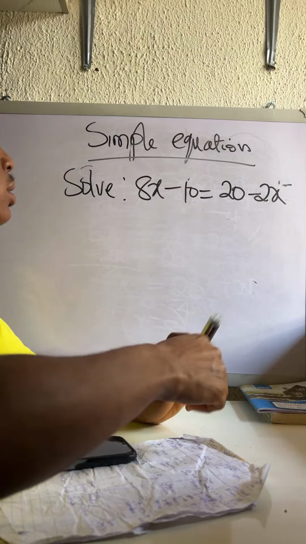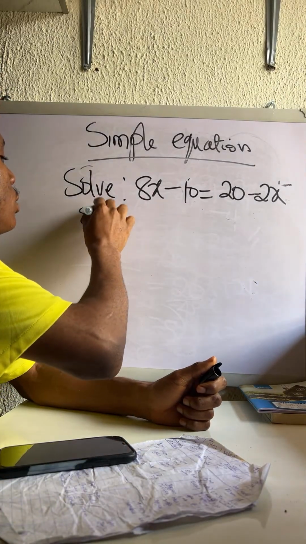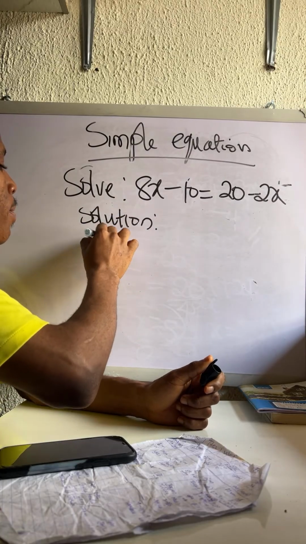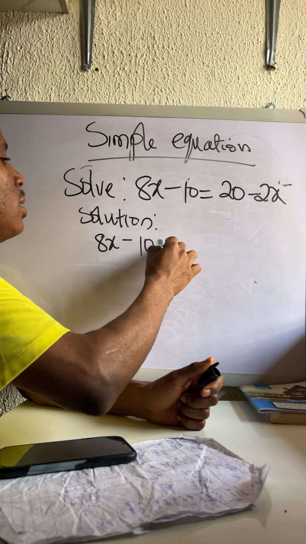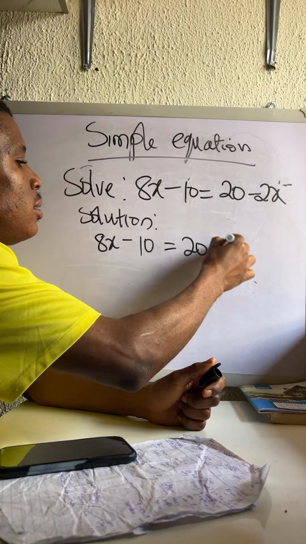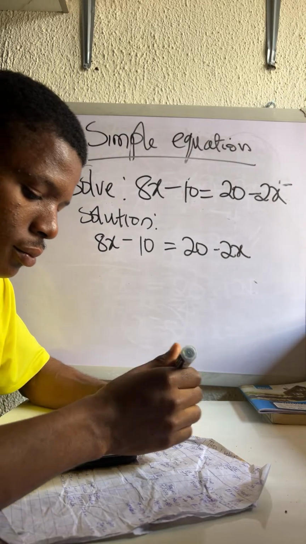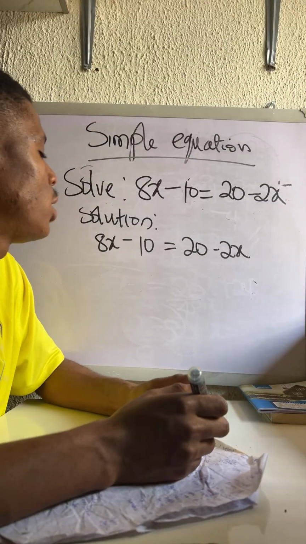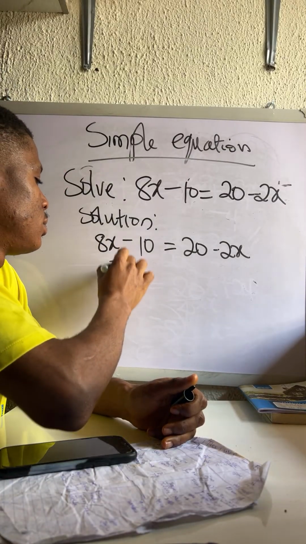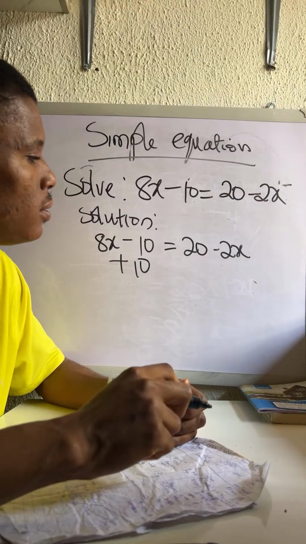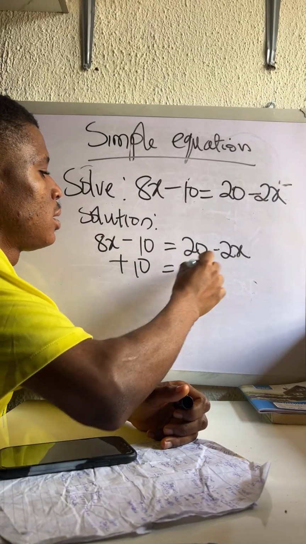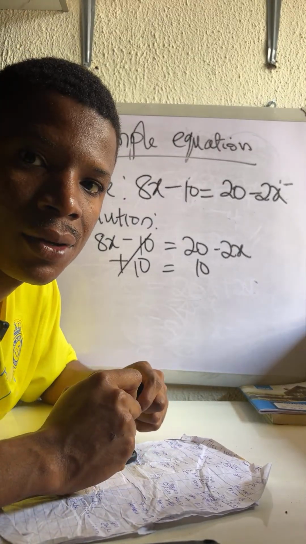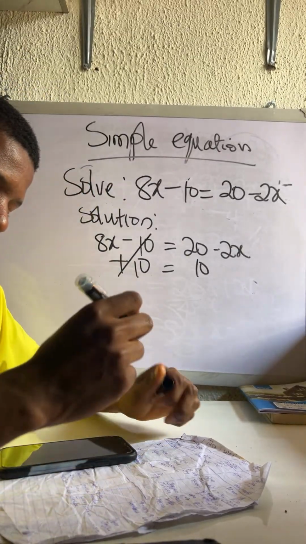So that's how we do it. Here we have the solution. Look at this. We have 8x minus 10 is equal to 20 minus 2x. This is very easy to do. First thing you have to do is add 10 to both sides. If you add 10, you are collecting like terms, so that minus 10 plus 10 is 0. So 10 is out.